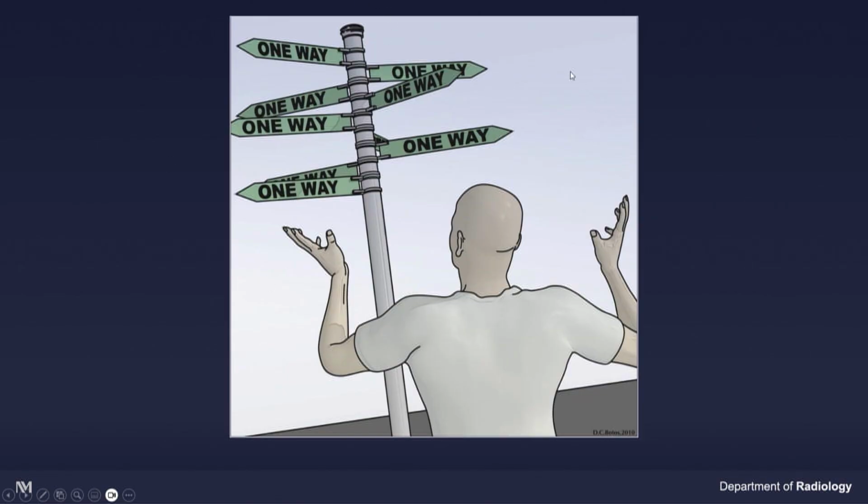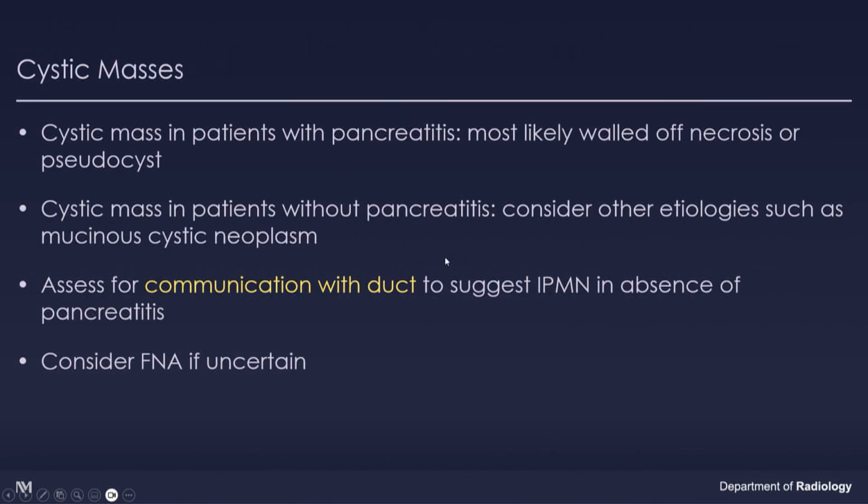So again, I like this slide. I had my illustrator make this years ago. As you can see, you're confused. You're wondering which way you should go. So the way I think of it, and I didn't give you the history unfortunately, if you have a cystic mass in a patient with pancreatitis, it's more likely going to be walled-off necrosis or a pseudocyst. In contrast, if you have a cystic mass without pancreatitis, you need to consider other etiologies, such as a mucinous cystic neoplasm in the right demographics, being a female. You want to look for communication with the pancreatic duct to suggest it's an IPMN, but certainly consider fine needle aspiration if you're not certain of the diagnosis.